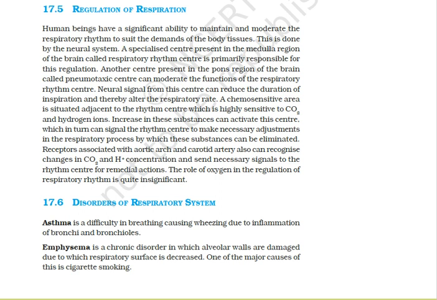It is not allowing proper breathing, and therefore there is production of a wheezing sound. Another disease is emphysema. It is a chronic disorder in which alveolar walls are damaged, and due to the damage of the alveolar wall, the respiratory surface is reduced, and therefore there is no proper binding of oxygen, and it is not helping in proper breathing. Cigarette smoking is the major cause of this disorder.